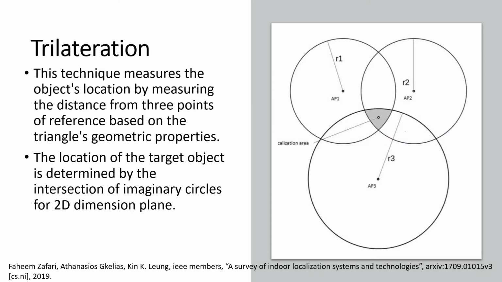The trilateration technique measures the object's location by measuring the distance from 3 points of reference based on the triangle's geometric properties. Thus, it is also called the range measurement technique. In trilateration, the "tri" says that at least 3 fixed points are necessary to determine a position. Depending on 3 non-collinear distance measurements, the target object's 2D location is calculated. The location of the target object is determined by the intersection of imaginary circles for 2D.